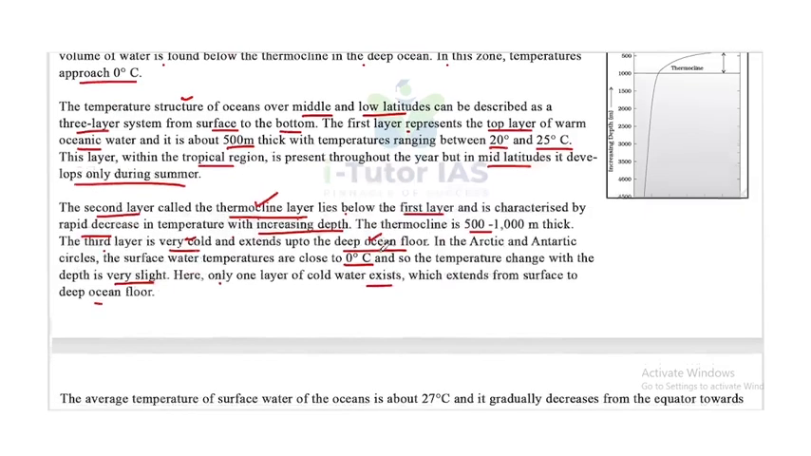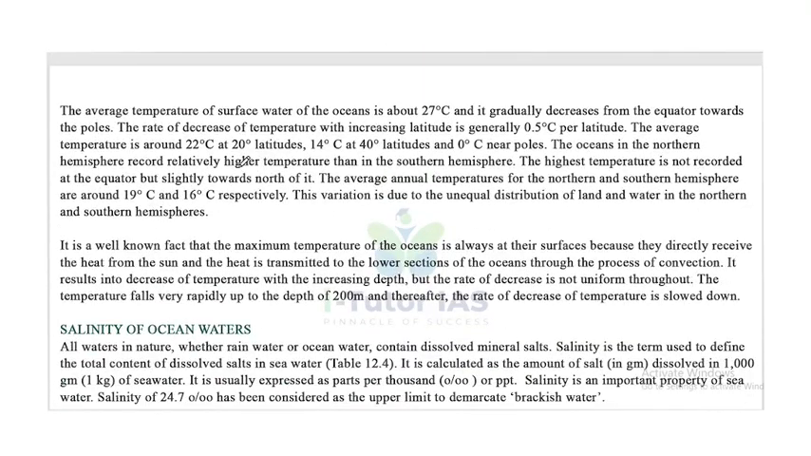Okay. Now the average temperature of surface water of the ocean is about 27 degrees Celsius, and it gradually decreases from the equator towards the pole. The rate of decrease of temperature with increasing latitude is generally 0.5 degrees Celsius per degree of latitude. The average temperature is around 22 degrees Celsius at 20 degree latitude, 14 degrees Celsius at 40 degree latitude, and 0 degrees Celsius near the poles.